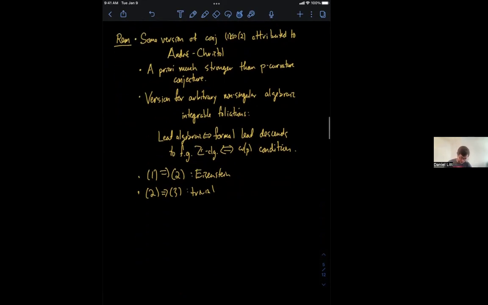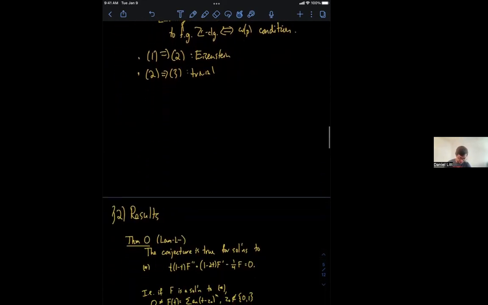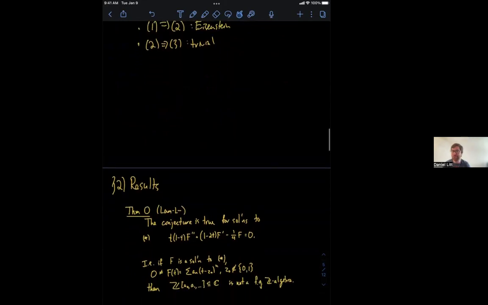Maybe let me start by giving you an example of a differential equation for which the conjecture is true. This is theorem 0. Like everything else in this talk, it's joint work with Josh Lamb. Here's an explicit differential equation. It's the one I wrote down earlier, where there was a counterexample to the naive converse of Eisenstein's theorem, and the conjecture is true for it.